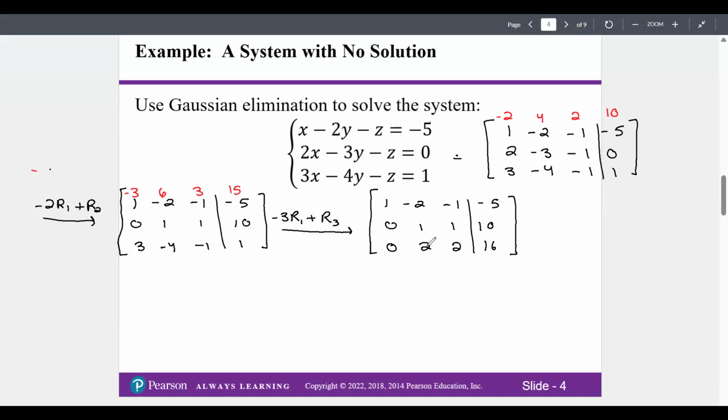So from here, we can take this row. We want a 0 here where this 2 is. So we're going to go -2 times row 2, and add that to row 3. That means my second row is actually going to be a 0, a -2, a -2, and a -20. And this is where you're going to see if there's a problem.